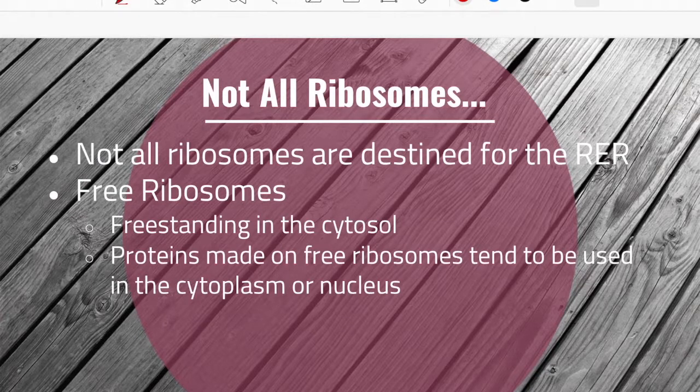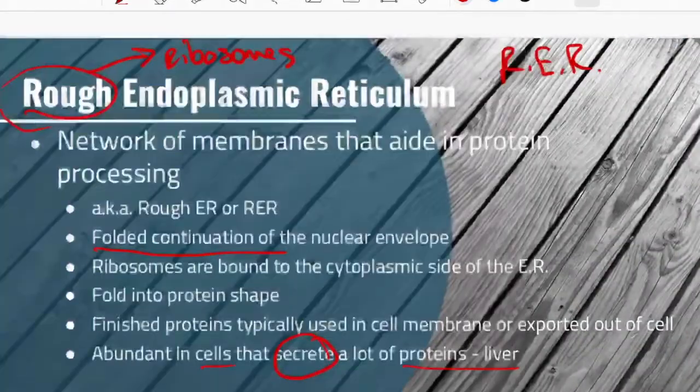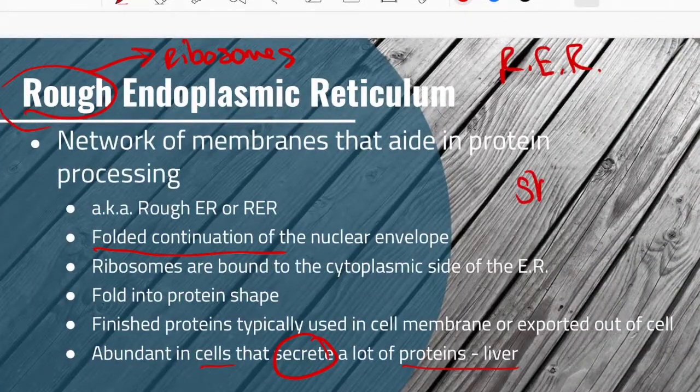Not all ribosomes are found on the rough endoplasmic reticulum. You can have free ribosomes, and these are just found in the cytosol, so they're found within the cell, and free ribosomes make proteins that will be used in the cytoplasm or in the nucleus. So these proteins stay in the cell, while rough ER proteins are shipped out.